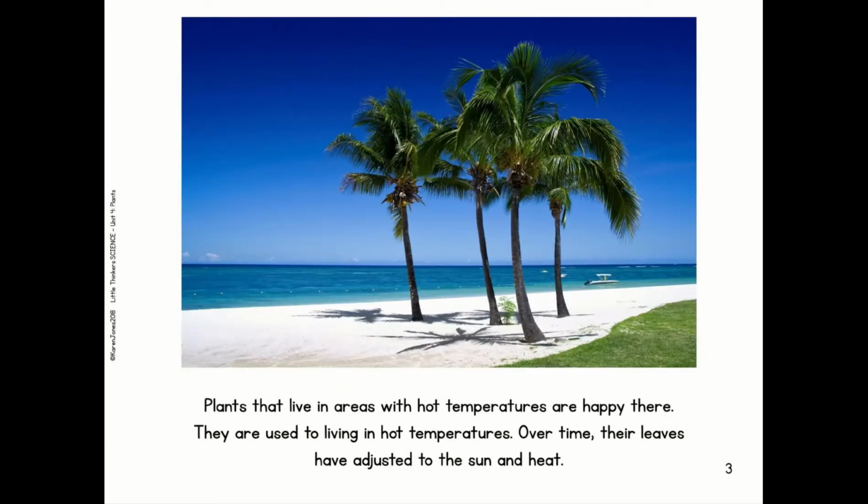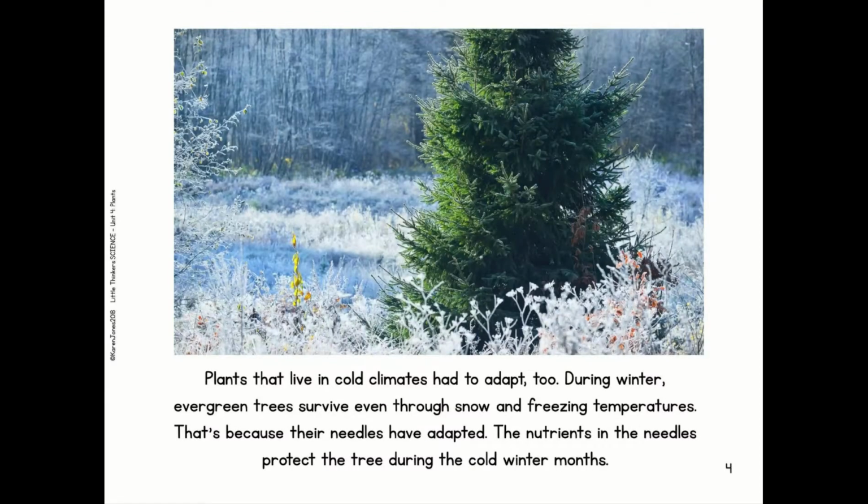Plants that live in areas with hot temperatures are happy there. They are used to living in hot temperatures. Over time, their leaves have adjusted to the sun and heat. Plants that live in cold climates had to adapt too. During winter, evergreen trees survive even through snow and freezing temperatures. That's because their needles have adapted. The nutrients in the needles protect the tree during the cold winter months.